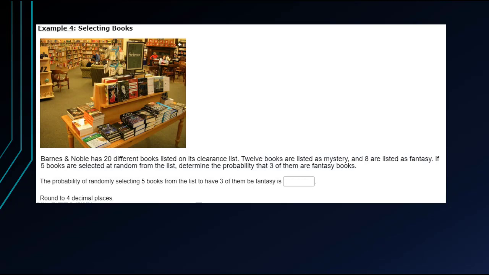So for example 4, the first one you were given to try out, Barnes & Noble has 20 different books listed on its clearance list. 12 books are listed as mystery, 8 are listed as fantasy. If 5 books are selected at random from the list, determine the probability that 3 of them are fantasy books. So we're looking for the probability that 3 of the 5 books chosen are fantasy books.